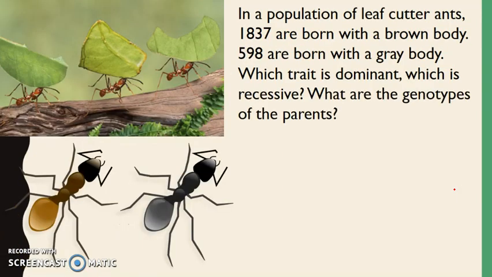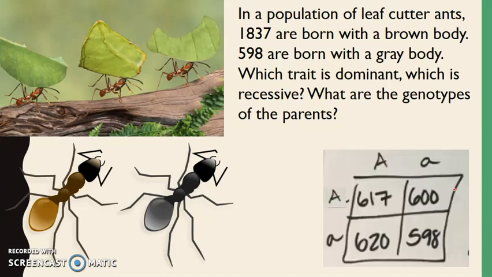And our last question here, in a population of leafcutter ants, 1,837 are born with a brown body, 598 are born with a gray body. Which trait is dominant, which is recessive, and what are the genotypes of the parents? So take a minute and think. And here we have that this ratio is about 1,800 to 600, which is a 3-to-1 ratio. So we know that the parents are both hybrids, with the majority of their offspring having the brown phenotype. So brown would be the dominant allele, and gray would be the recessive.